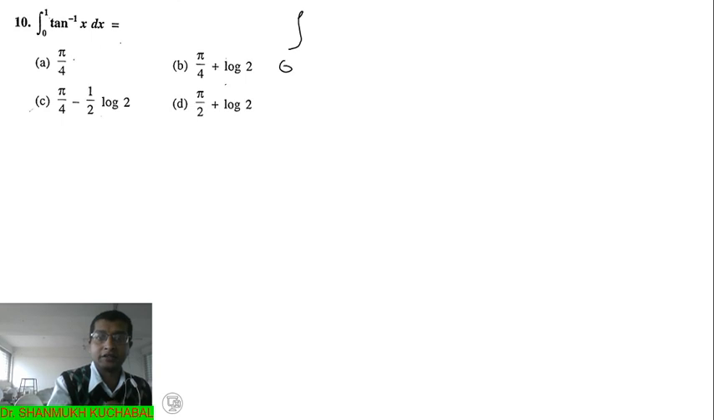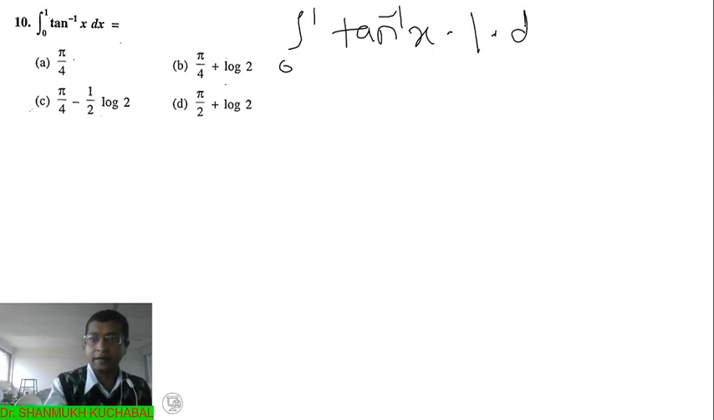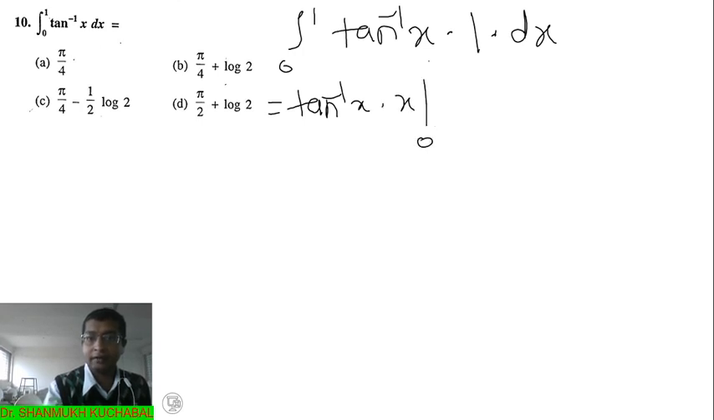So it is the integration from 0 to 1 of tan inverse x. We take tan inverse x as the first function, and 1 as the second function. Now we use integration by parts: the first function as it is, times the integration of the second function. The integration of 1 is x, and minus the integral sign, first function integration, that is x.